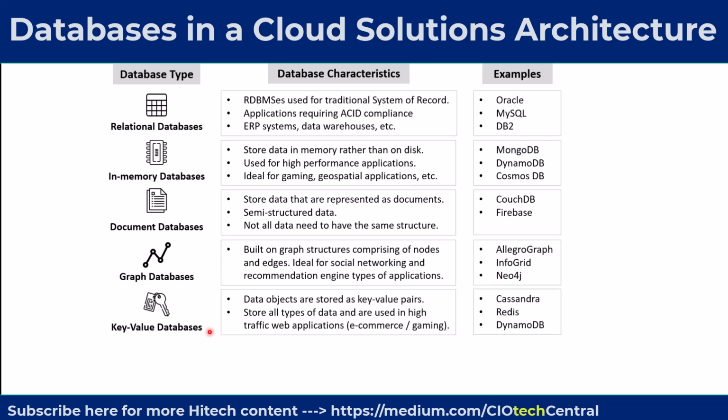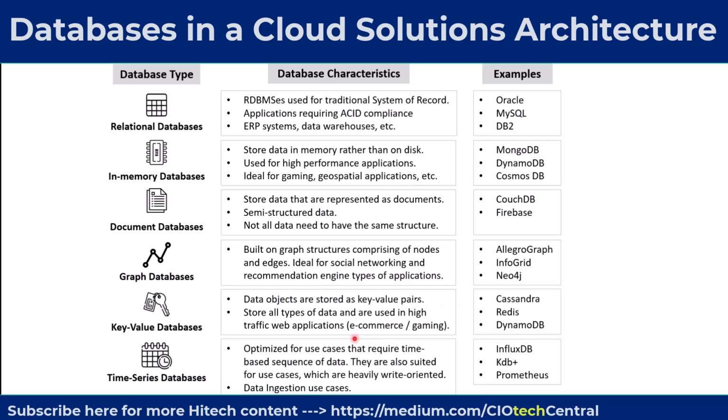Key value databases are non-relational types of databases where objects are stored as key value pairs and do not have a predefined data structure. A key is an identifier and is paired with an associated value. They can store all types of data and are used in high-traffic web applications such as e-commerce and gaming. Examples of these databases are Cassandra, Redis, and DynamoDB.